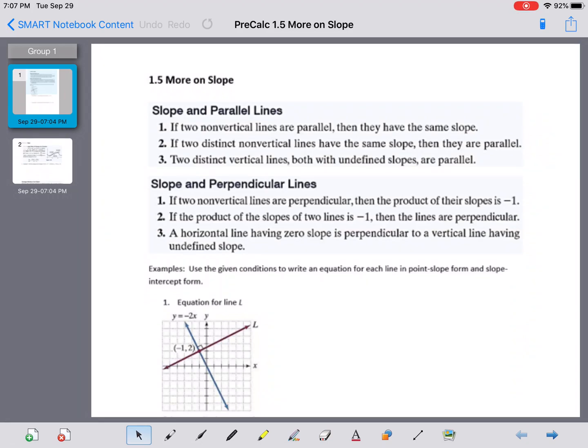1.5 more on slope. And it's not a whole lot more because we're only 2 pages from one front and back here and we're done. All right, some things about slope we need to know.